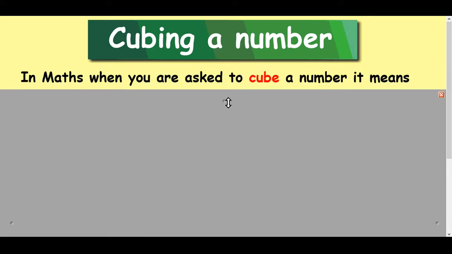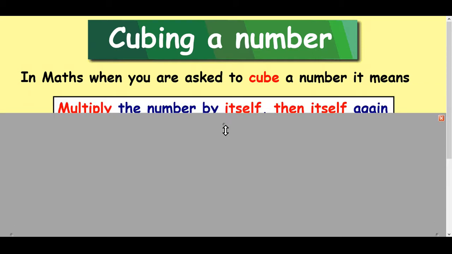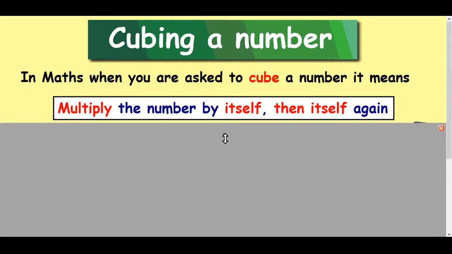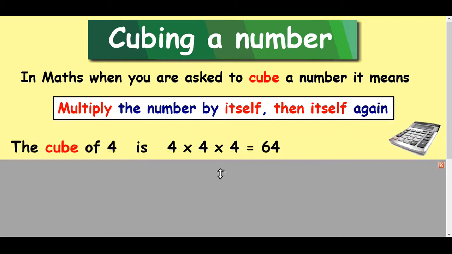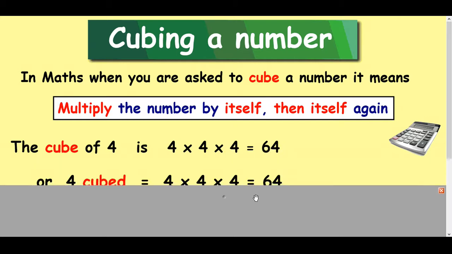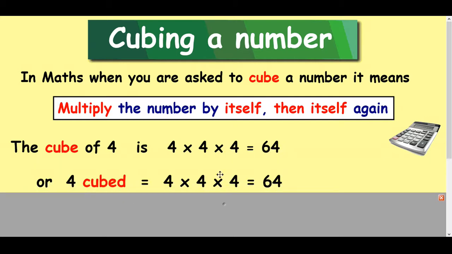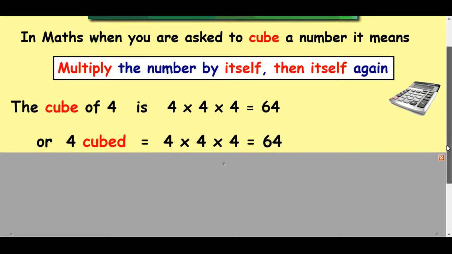So in maths, when you're asked to cube a number, it means you multiply the number by itself and then itself again. Now this can also be thought of as to the power of 3, as we did talk about that in the last lesson. But for just now, we're just going to talk about cubing. So the cube of 4 is 4 times 4 times 4, and that comes to 64. If you do 4 times 4 and get 16, and times that by 4, you get 64. You can see it as 4 cubed, which gives you the same answer.